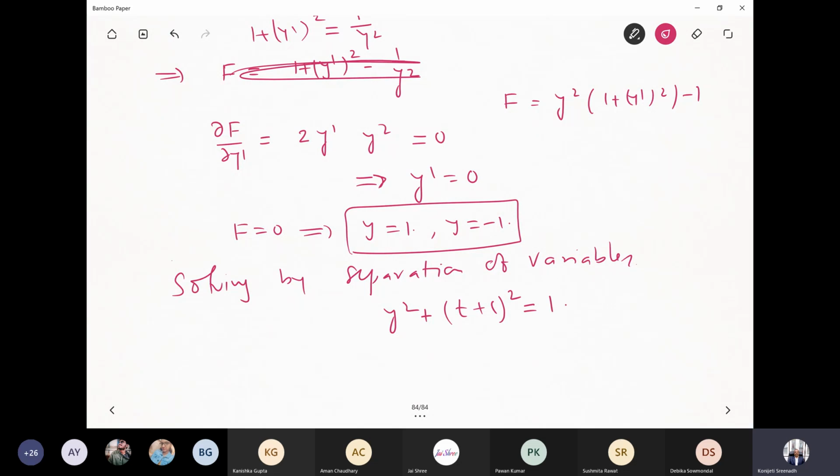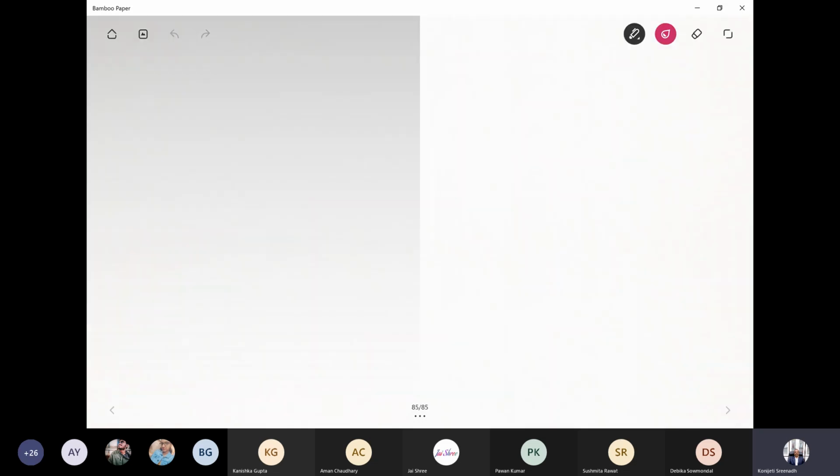These curves are such that the center is on the constant c, right on the x-axis. So they are all looking like this. You can see that y equals plus minus 1 are the envelopes.